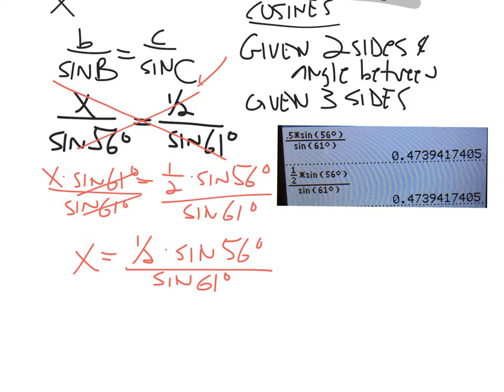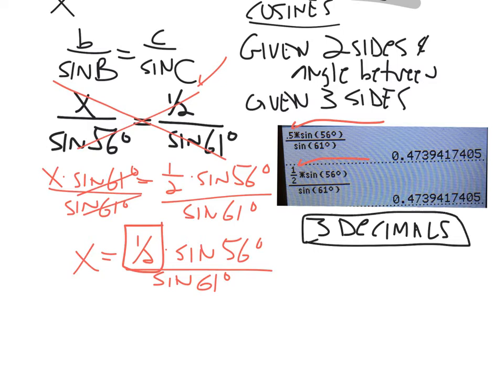So here I got my answer. I either did 0.5 times the sine of 56, or you can even do a fraction over a fraction on your calculator. So here's your answer, and normally we go to the nearest tenth, but here, since they gave you the half a mile, maybe we'll go to 3 decimals, just so you can see the difference between these distances to the ship. Normally, though, we would round to the nearest tenth.